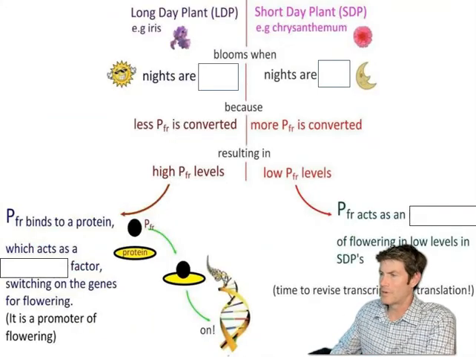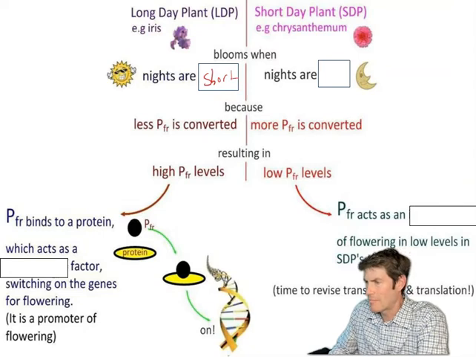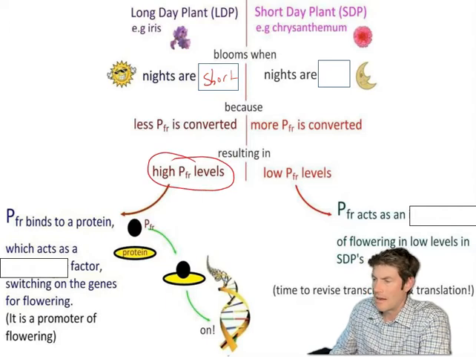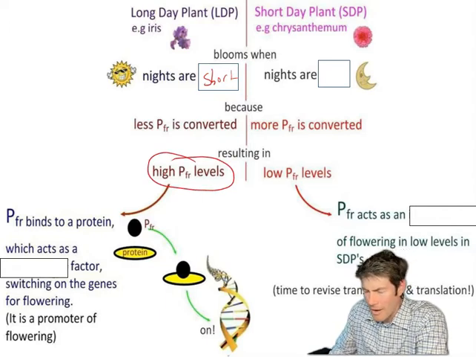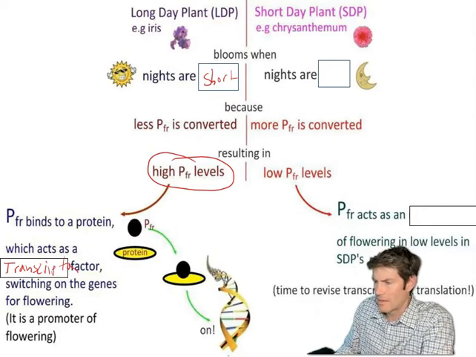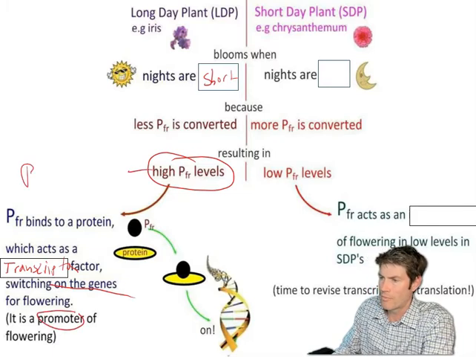So here's another explanation. Long day plants, the nights are short. So you have less PFR converted, so you have high PFR levels, and that binds to a protein, and that basically acts as a transcription factor, switching on the genes for flowering. So it's a promoter. So the high PFR promotes flowering.